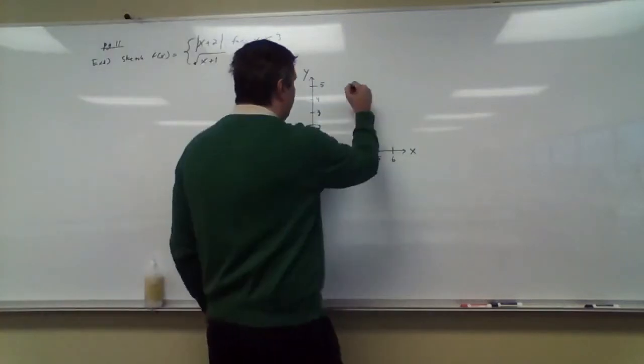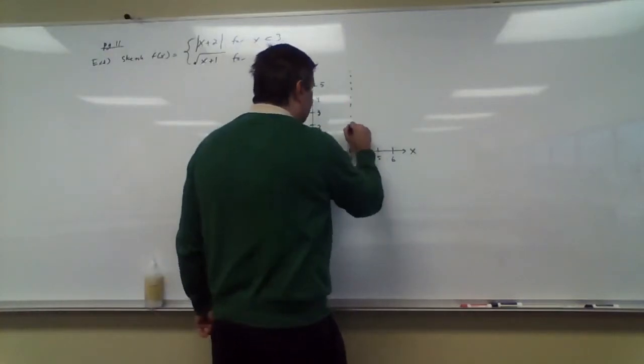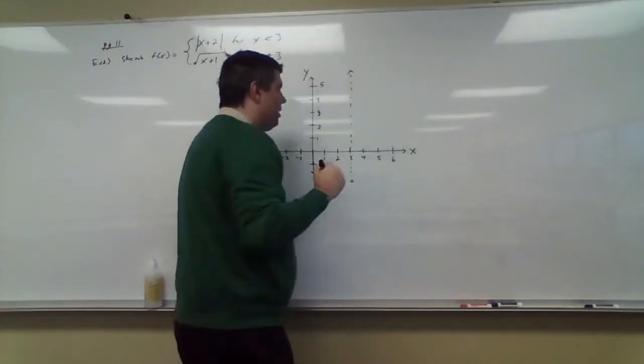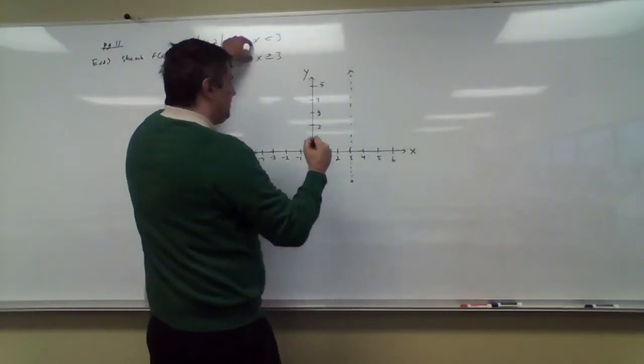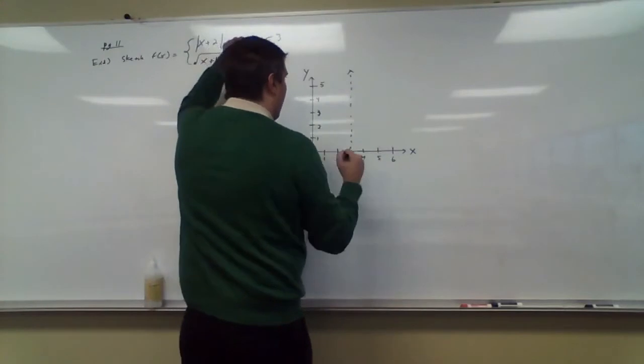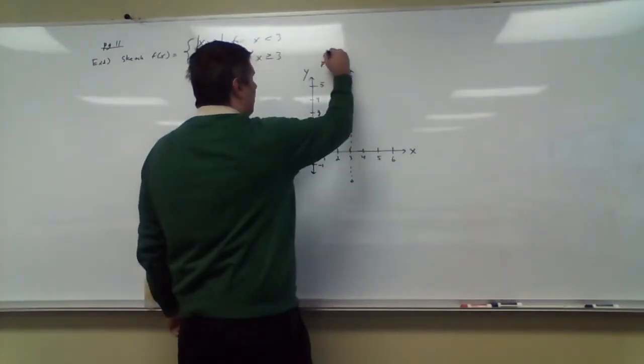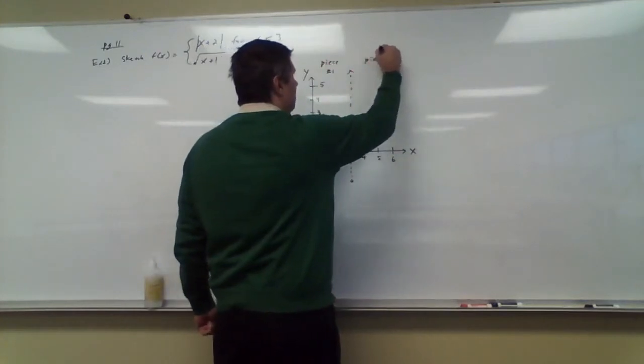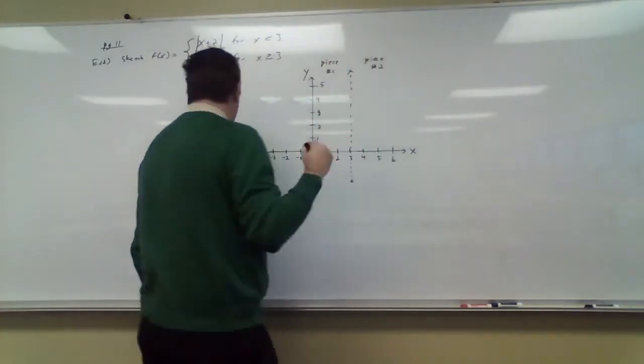So I'm going to go ahead and put a dotted line. This is not standard, but it's what I usually show students to do. The boundary point is here at x equals 3. Okay? So this is piece number 1. This is piece number 2.